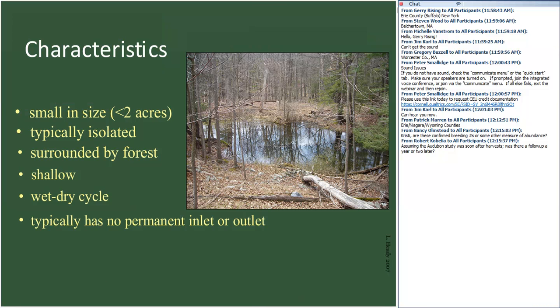So characteristics of woodland pools include, they're typically small in size, usually less than 2 acres. They're also typically isolated from other bodies of water, so they're not connected to a stream, and they're not connected to other features. They tend to be surrounded by forest. They're sometimes out in the open, but lots of times those get filled in, either intentionally or accidentally. They're shallow, and they tend to have a wet-dry cycle, like I showed in the last slide. And typically they don't have any permanent inlet or outlet of water. So they're either fed by groundwater below, or they fill in with surface water during rain events.